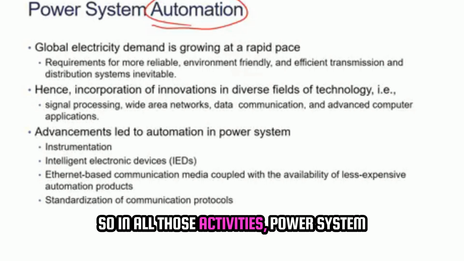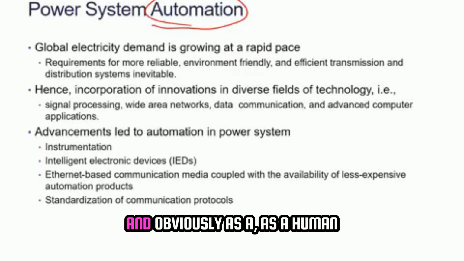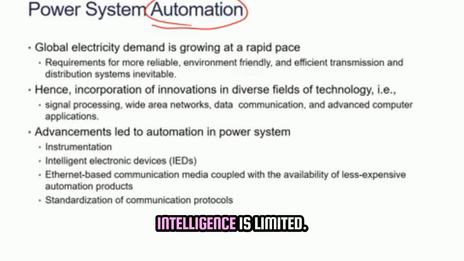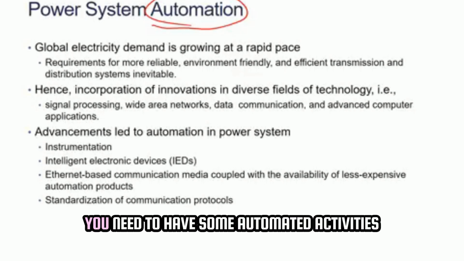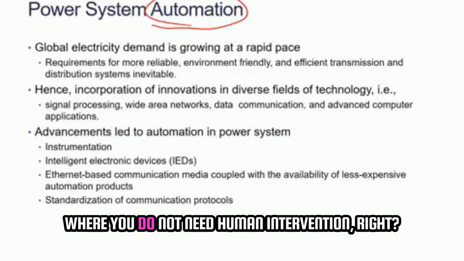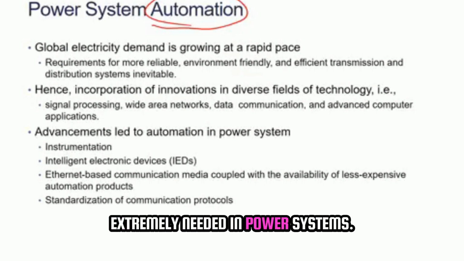So in all those activities, the power system is not just to be controlled manually. Now you need some automated processes to control the power system, because human intelligence is limited with this big size of the network and system. You need to have some automated activities where you do not need human intervention. So automation was extremely needed in power systems.